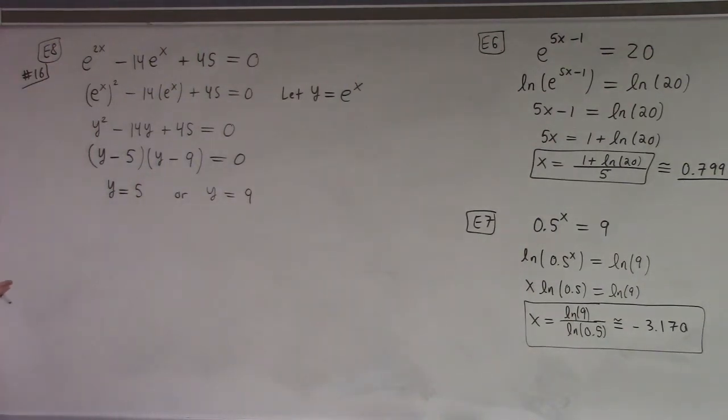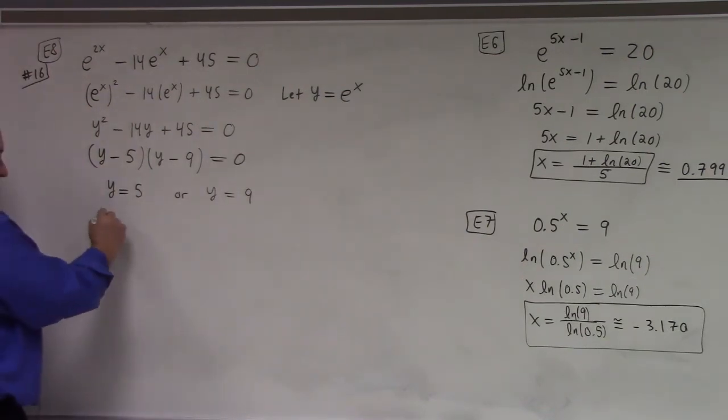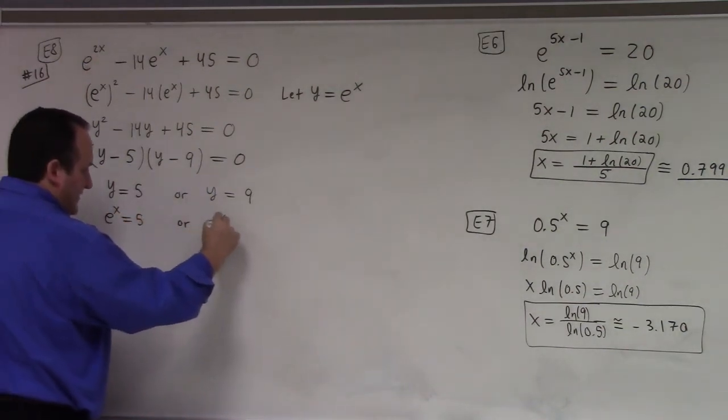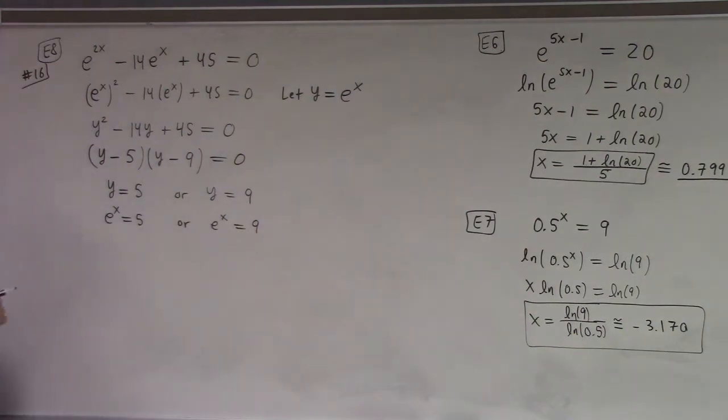Now, are those the solutions, though? That's the solution to the quadratic. We're not done. We're looking for a solution in terms of x. So what do I have here? I've got e to the x equals 5, or what? e to the x equals 9. So how do I find x now?